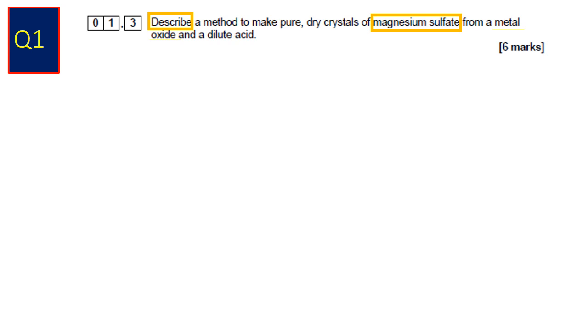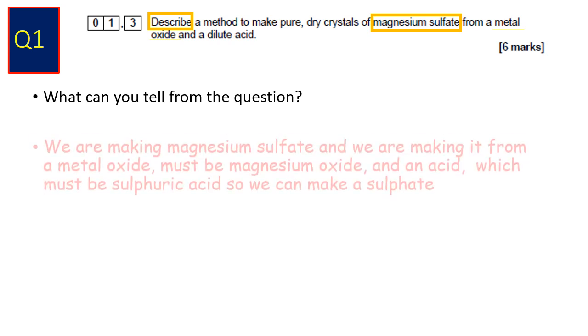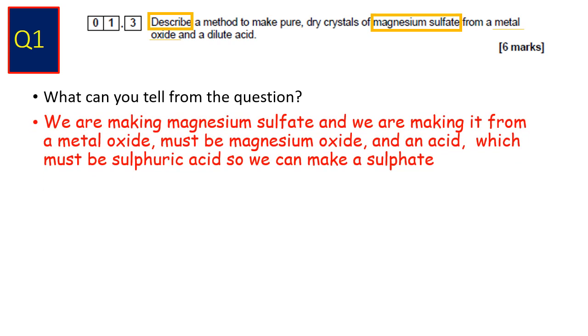So we have a 6-mark question based on an experiment, and they've asked you to describe a method to make pure dry crystals of magnesium sulfate from a metal oxide and a dilute acid. So we're going to state a method basically, but we've got to work out what chemicals we're going to use, and we can get that information from the question we're given. So we're told we want to make magnesium sulfate. So we need a source of the magnesium, and we need an acid that will produce sulfate salts. So we're going to be using a metal oxide, so it must be magnesium oxide, and acid, so it must be sulfuric acid, so that we can make a sulfate.